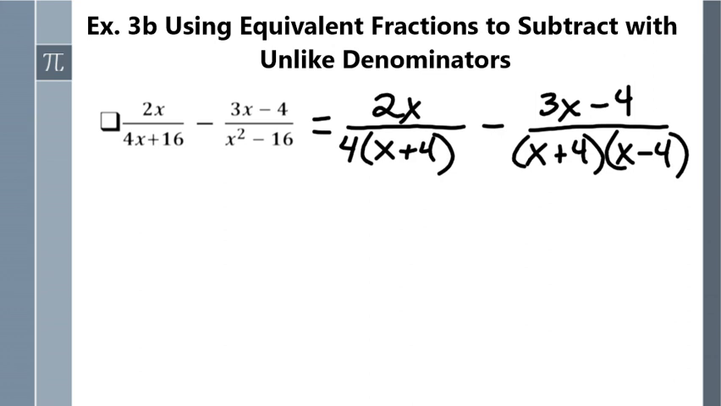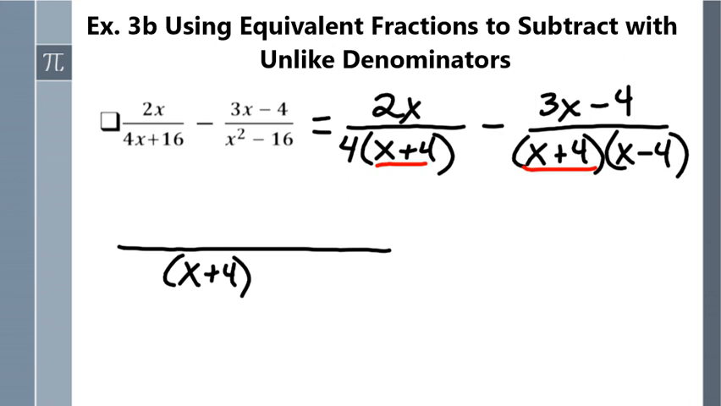Now to find my least common denominator, I look at what I have. I find out what's in common. Well, I have an x plus 4 here and an x plus 4 here, so I need to put that in my common denominator, so x plus 4. I also have an x minus 4, so that's going to go in my least common denominator. And then I also see a 4 here. So that also needs to go in my least common denominator. So now we have my least common denominator.